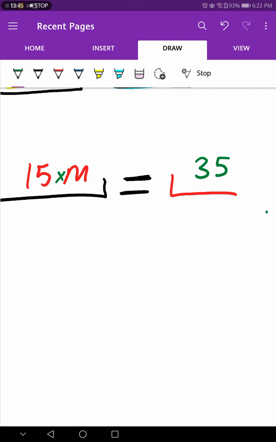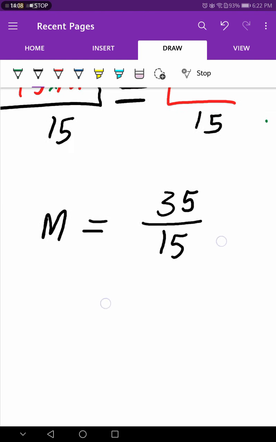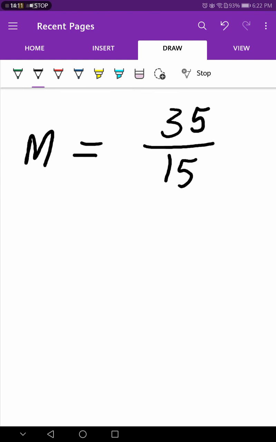Now we say, what is the coefficient? 15. Divide by 15 on both sides. So the m comes down and waits. What happened to the 35 over 15? Before you write it as a mixed number, up and down, I have numbers ending with 5. So divide up by 5 and down by 5. So it is 7 over 3.